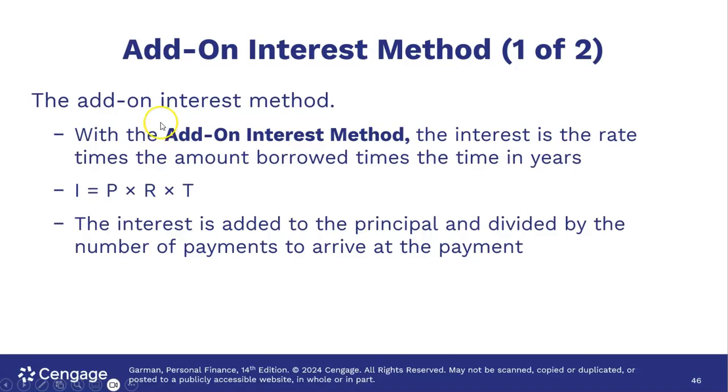So add-on interest is one of the sleazy or unscrupulous methods of lending. With add-on interest, the interest is the amount borrowed times the rate times the time in years. So I equals P times R times T, which is principal times rate times time in years. The interest is added to the principal, and then you divide by the number of payments to arrive at that payment.